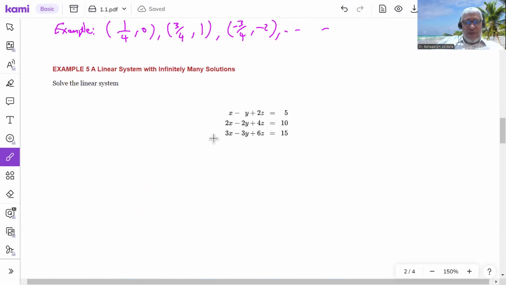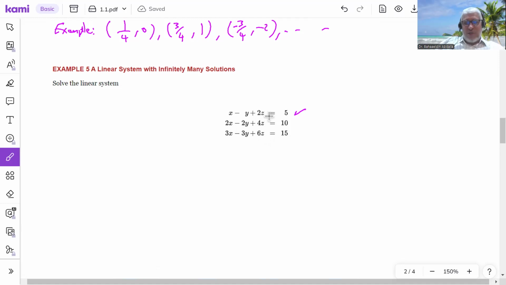Another example of a linear system with infinitely many solutions. If you look carefully at the three equations, you will notice that if we multiply the first equation by 2, I'll get the second equation. And if I multiply the first equation by 3, I'll get the third equation. So in fact, I have only one equation, which is the first equation. The other two equations are the same first equation, but multiplied by a constant.